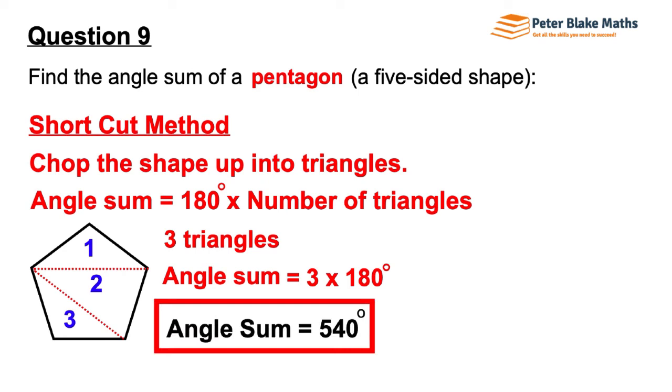So whether you use the formula or the shortcut chop up method, the shortcut chop up method isn't a lot quicker than the formula anyway, but if you forget the formula, at least you've got another method there. So the angle sum of a pentagon, a 5-sided shape, is 540 degrees.